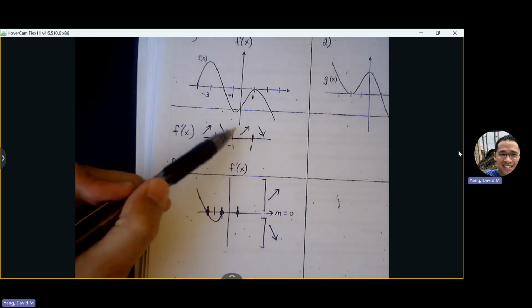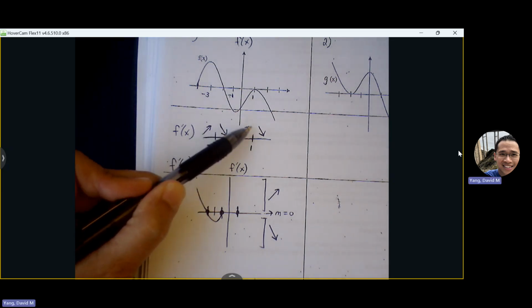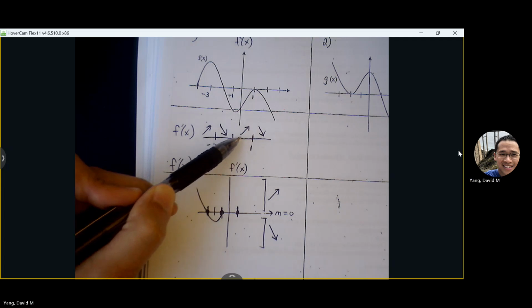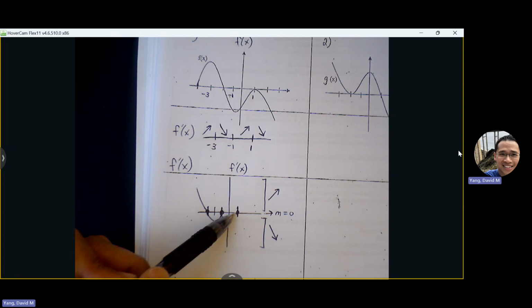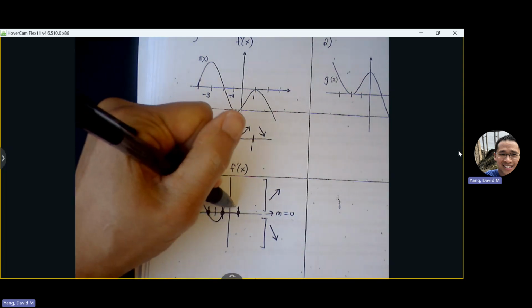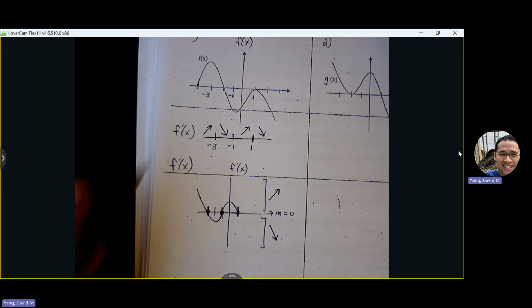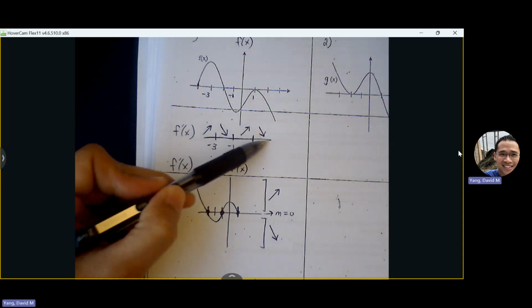Okay. Between -1 and 1, where do I want my slope? Where do I want my graph to live? Above or below? Above, but it has to go up and loop back down, right? So I'll make it go up and come down. Okay. And then to the right of 1, above or below the x-axis?